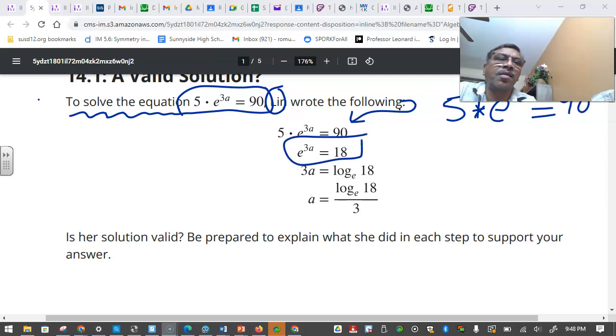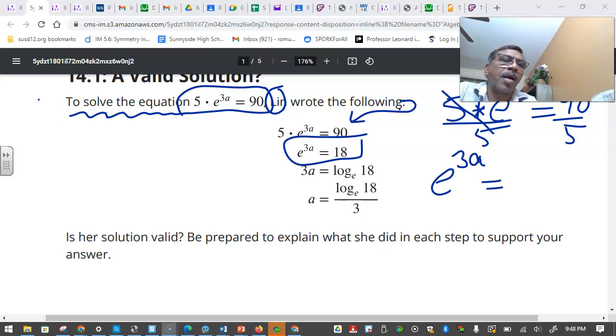How did we get this? She divides 5 on both sides. When you divide by 5 on both sides, this goes away and you get e raised to 3a equals 90 divided by 5, which is 18. And that's correct. So she's right.